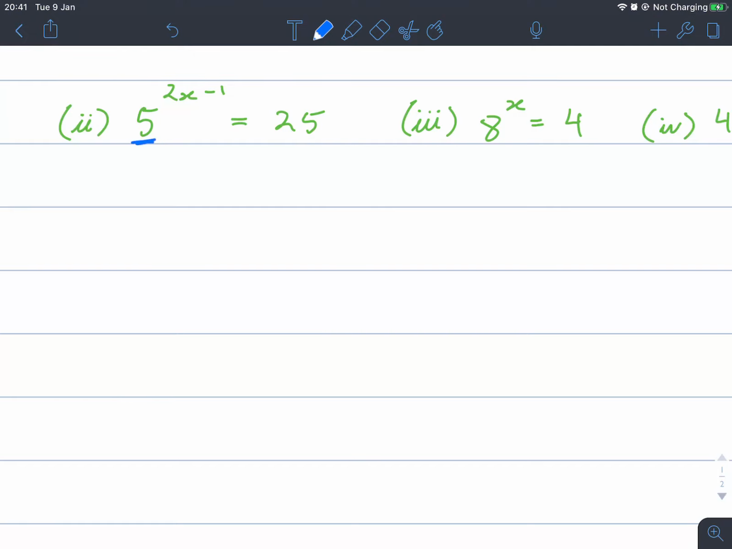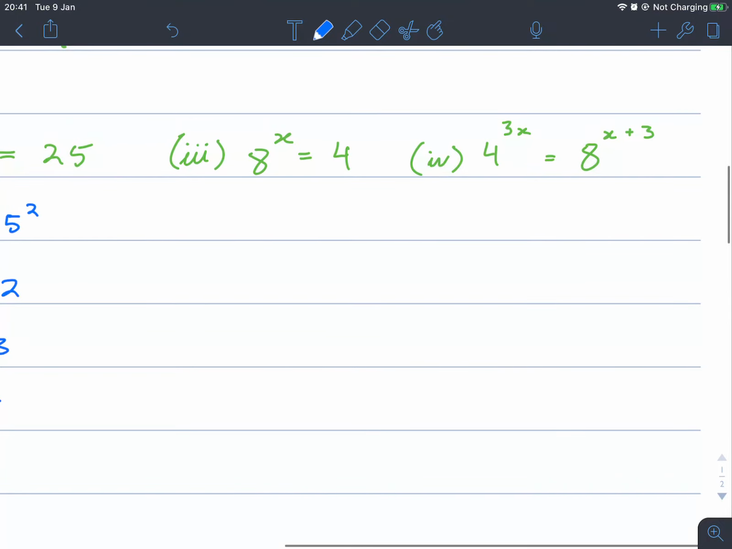So in this case, 5 is the lowest base. This becomes 5 to the power of 2x minus 1 equals 25. I know 25 is 5 squared. Well, they both have the same base, so therefore we can conclude 2x minus 1 equals 2. So that expression is equal to that expression, and we solve this one. So 2x equals 3, x equals 3 over 2, or 1.5 if you want to use a decimal.